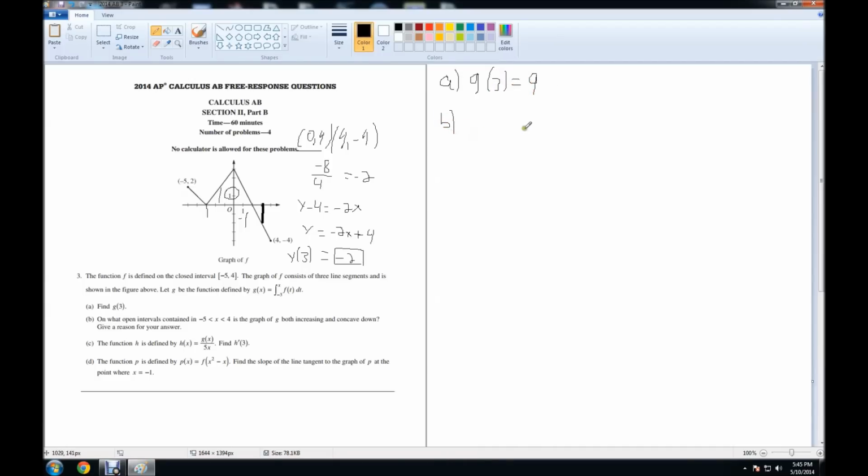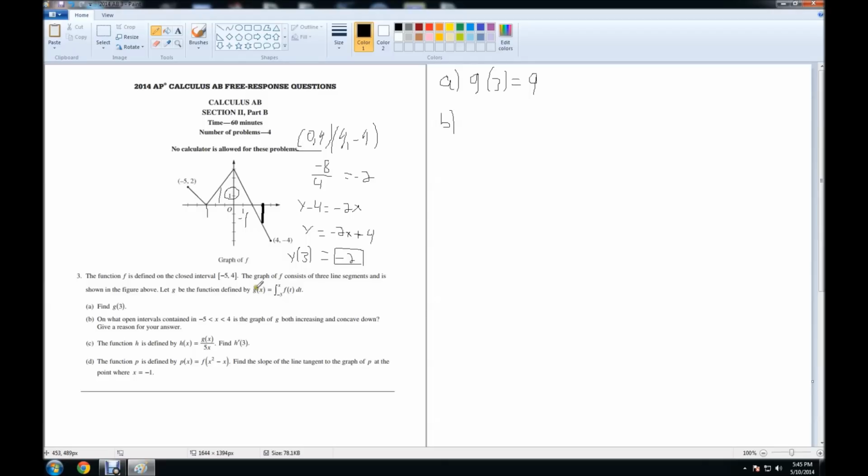Part B. On what open intervals contained in (-5, 4) is the graph of g both increasing and concave down? Give a reason for your answer. Now, it's asking us for the graph of g, but look, we have the graph of f. However, the very last part of the information they give us, they tell us that g of x is equal to the integral from -3 to x of f of t dt.